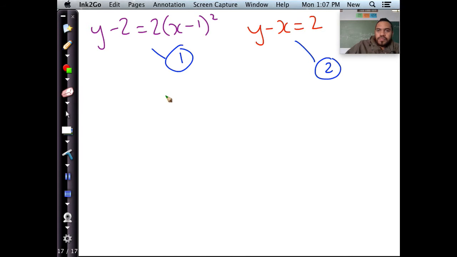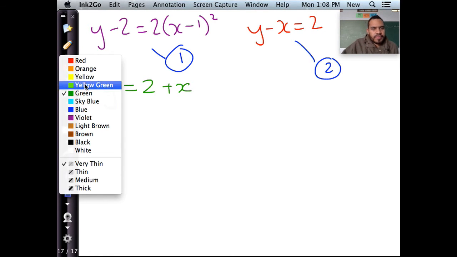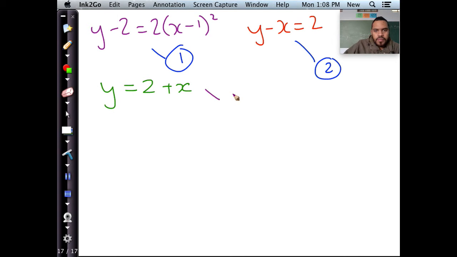Solve for number 2. Right? Can you solve for x then? What's the easiest here? y. Right. So if I want to solve for y, I'm going to have y is equal to what? 2 plus x. Now I need to substitute the equations in. What am I going to substitute in what? Substitute 2 plus x into the x minus 1 squared. Right. So I'm going to take equation 3 and I'm going to put it into equation 1.